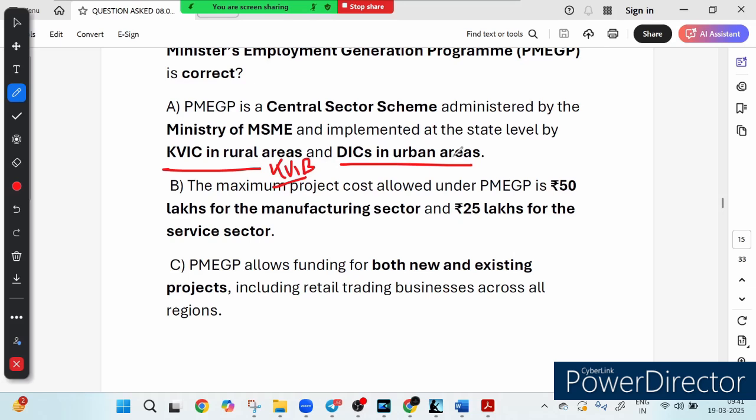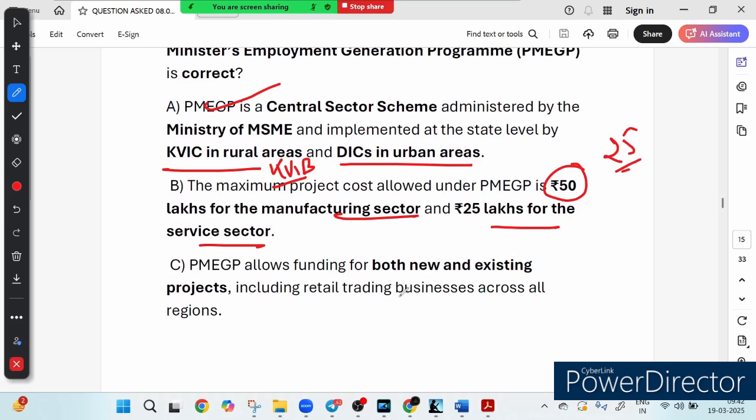For example, imagine a person in a rural village wants to start a handloom weaving business under PMEGP. They will apply through KVIC or KVIB for financial support. Whereas in an urban area, someone starting a small cafe will apply through the DIC. Option A is correct. Option B suggests that the maximum project cost under PMEGP is 50 lakh. This is wrong, because the maximum project cost is actually 25 lakh for manufacturing sector and 10 lakh for the service sector. Suppose you plan to start a small garment manufacturing unit, you can get funding up to 25 lakh under PMEGP. If you want to open a service business like a salon, the maximum funding is 10 lakh.